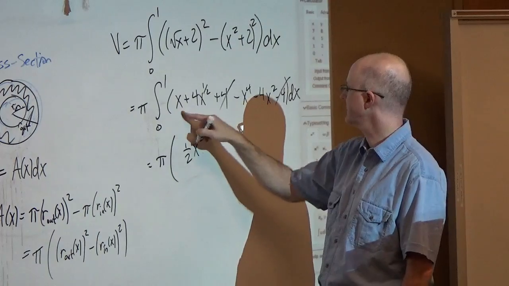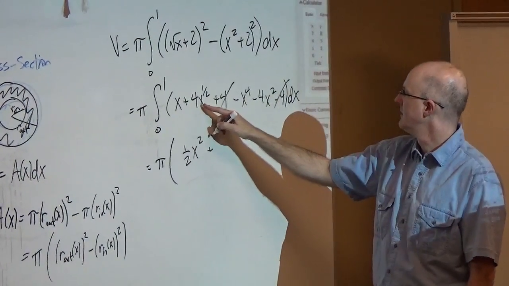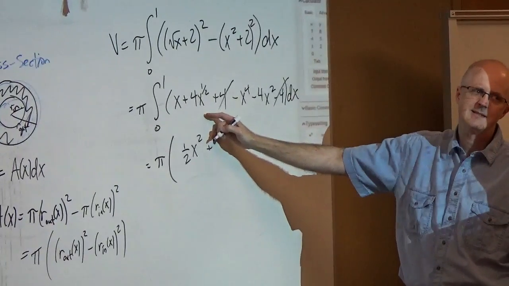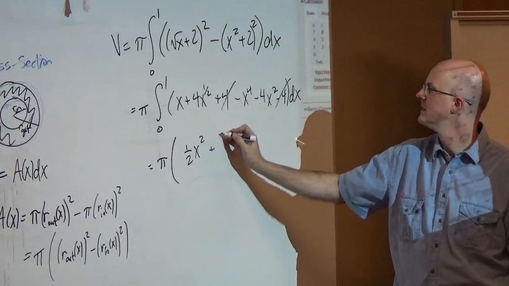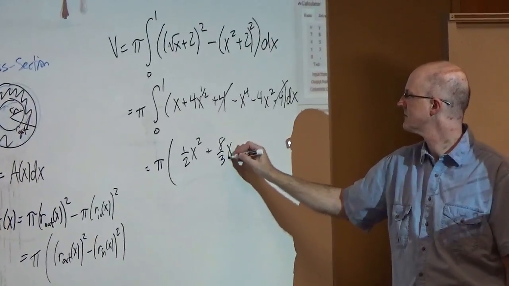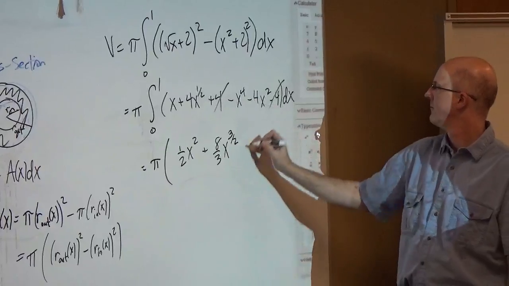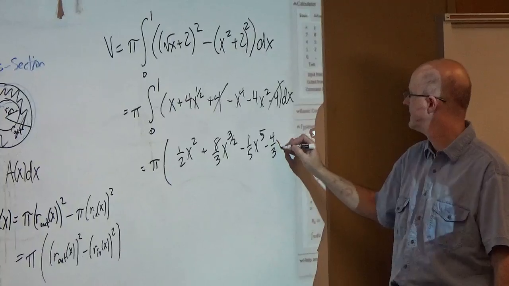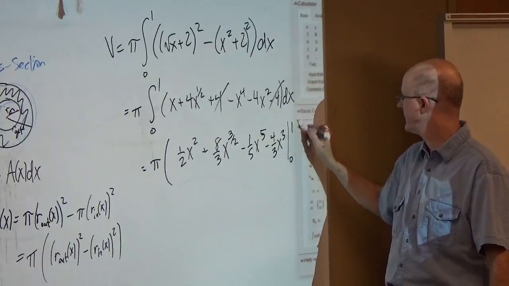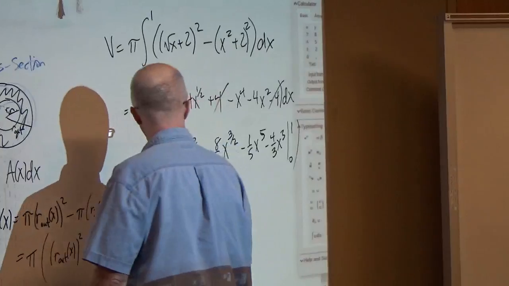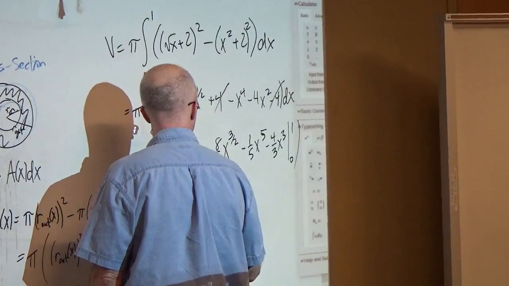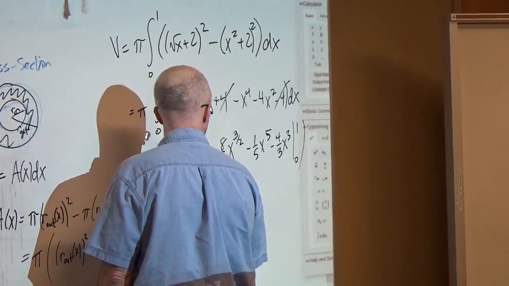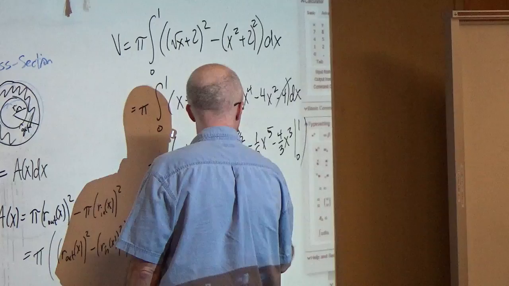1/2 x squared for the first one. X to the 3/2 divided by 3/2. When you divide by 3/2, it's the same as multiplying by 2/3. 4 times 2/3 is 8/3. Minus 1/5 x to the 5th minus 4/3 x cubed from 0 to 1. Pi times 1/2 plus 8/3 minus 1/5 minus 4/3.